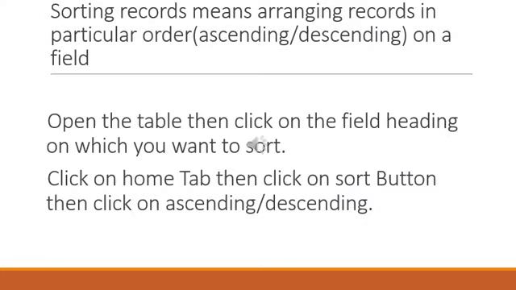Sorting means arranging the records in a particular order, ascending or descending. For example, we can select the name field and rearrange our records alphabetically. It shows that you select the field name, then go on sort and select ascending, and this is how the records will be sorted alphabetically.